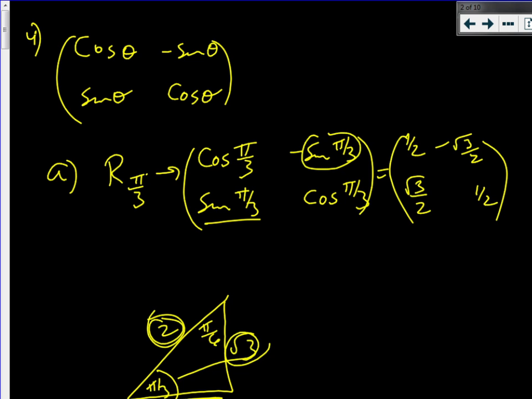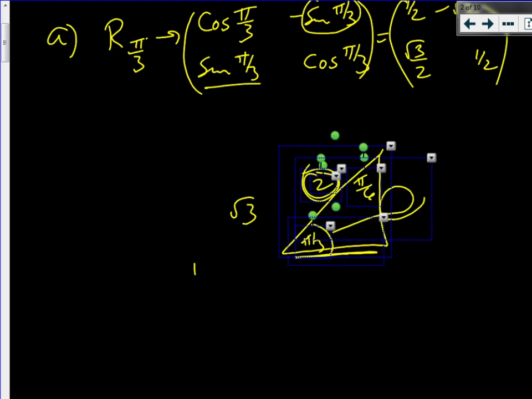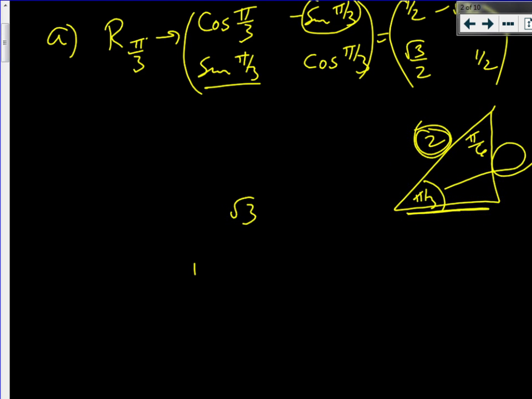Now they want us to compute the inverse of that. Okay? They want us to compute the inverse of that. So, in case you want this here, let's just move it over. Okay, this is 1, and that's the square root of 3. Okay, so now R inverse of pi over 3.